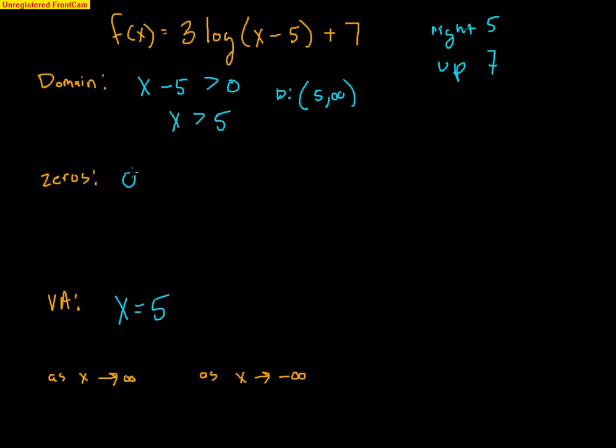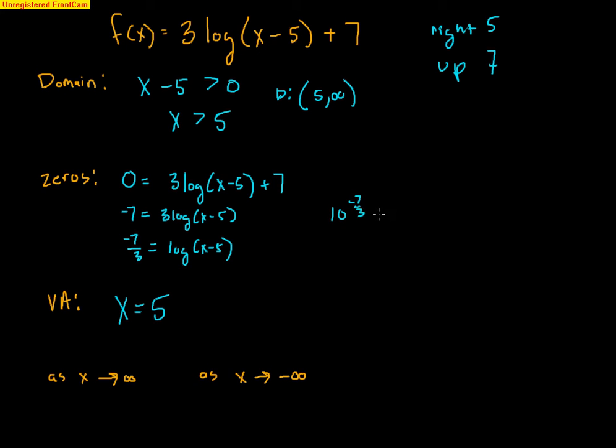Now, to find zeros, I'm simply going to set my function equal to 0. And we just got done talking about solving equations, so this should be pretty easy. So I'm going to subtract 7. I get negative 7 equals 3 log of x minus 5. I'm going to divide by 3, so I get negative 7/3 equals log of x minus 5. Now I'm going to use my definition. 10 raised to the negative 7/3 equals x minus 5. And that is 1 over 10 to the 7/3 equals x minus 5, and now I'm going to add 5 to both sides. So I get 1 over 10 to the 7/3 plus 5 equals x.